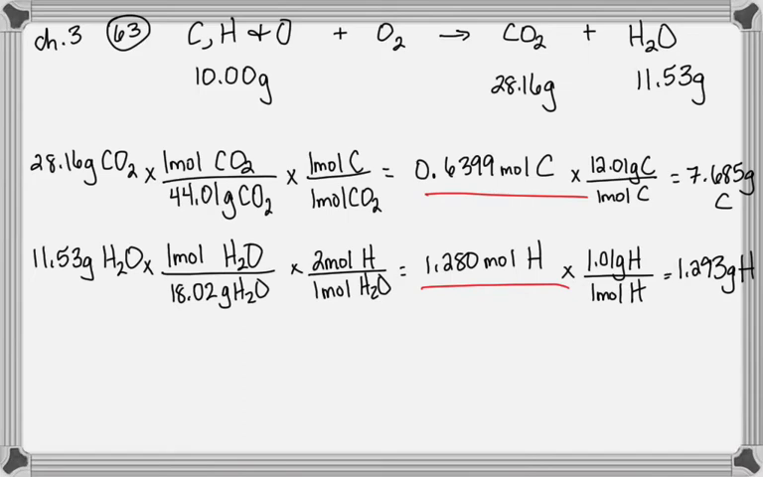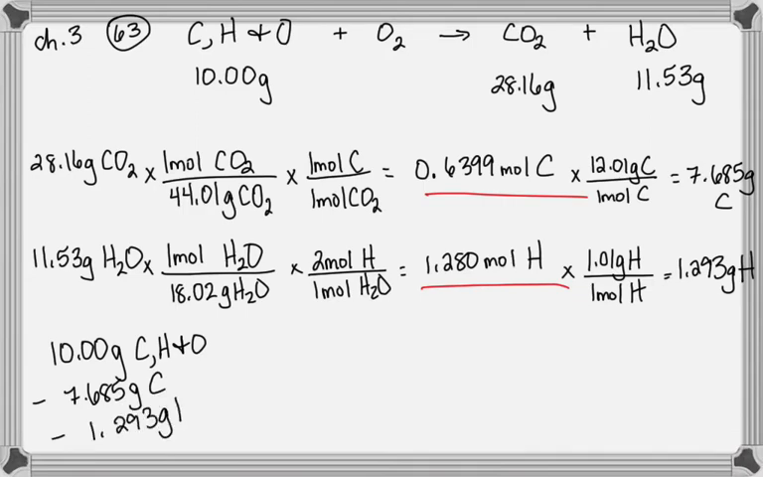Okay, so I take my 10 grams that the problem gave me right here of carbon, hydrogen, and oxygen. I subtract out 7.685 grams of carbon, and I subtract out 1.293 grams of hydrogen, and that will leave me with just the oxygen. So 10 minus 7.685 minus 1.293 leaves me 1.022 grams of oxygen.